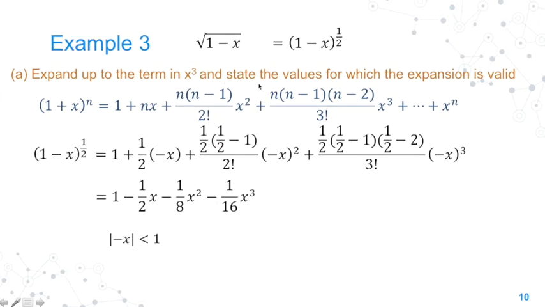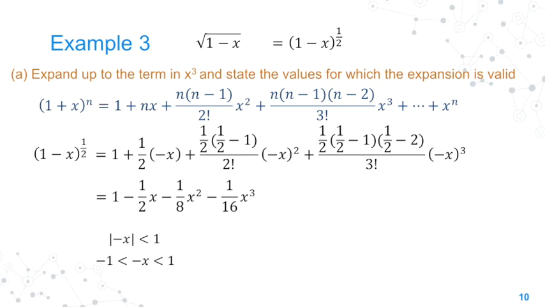Okay, now let's answer the next part of the question, which is state the values for which the expansion is valid. So what you can do is look at the second term, put it under the modulus symbol. That will look like this, and it should be less than 1. So modulus of negative x is less than 1. Simplify this further. So you can remove the modulus symbol, and the definition is negative x is more than negative 1 and less than 1. So let's remove the negative symbol there.